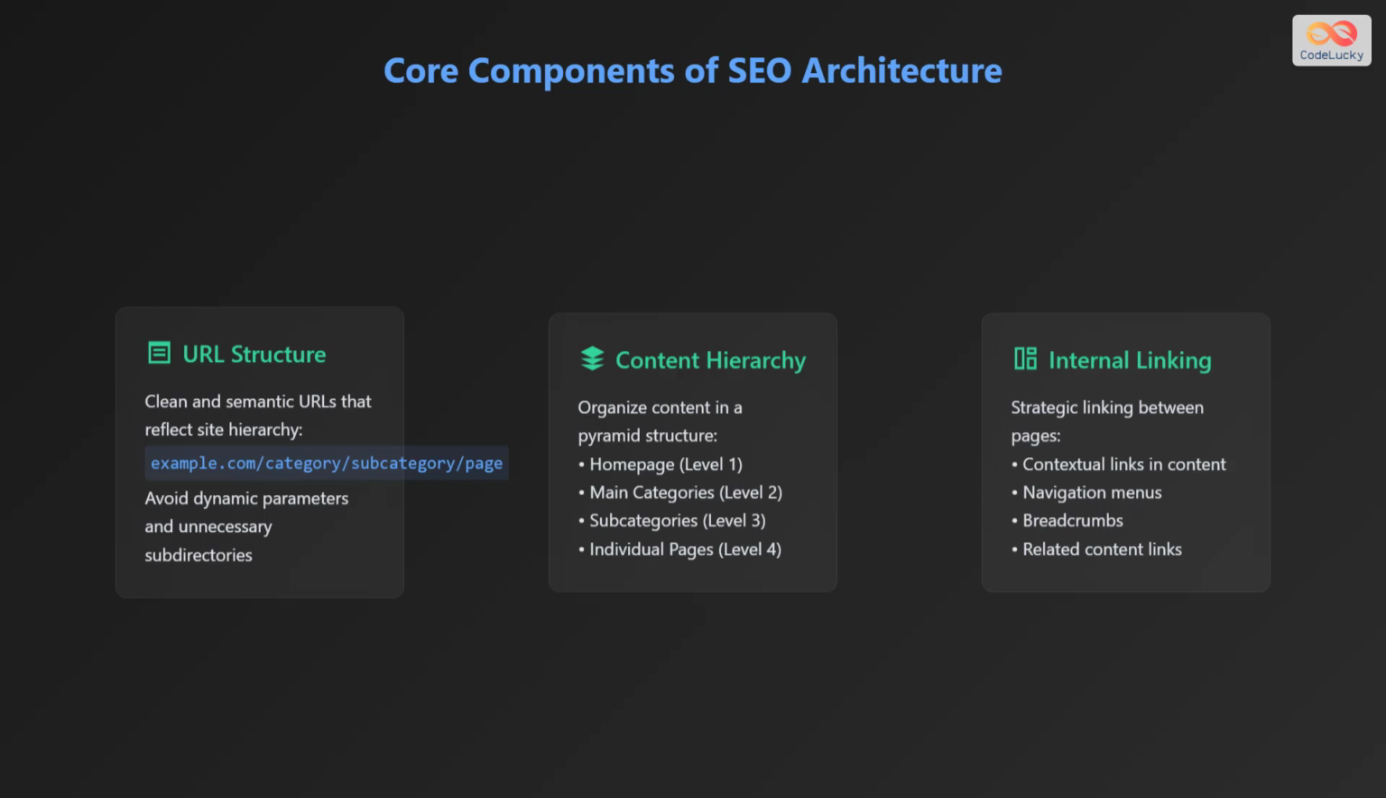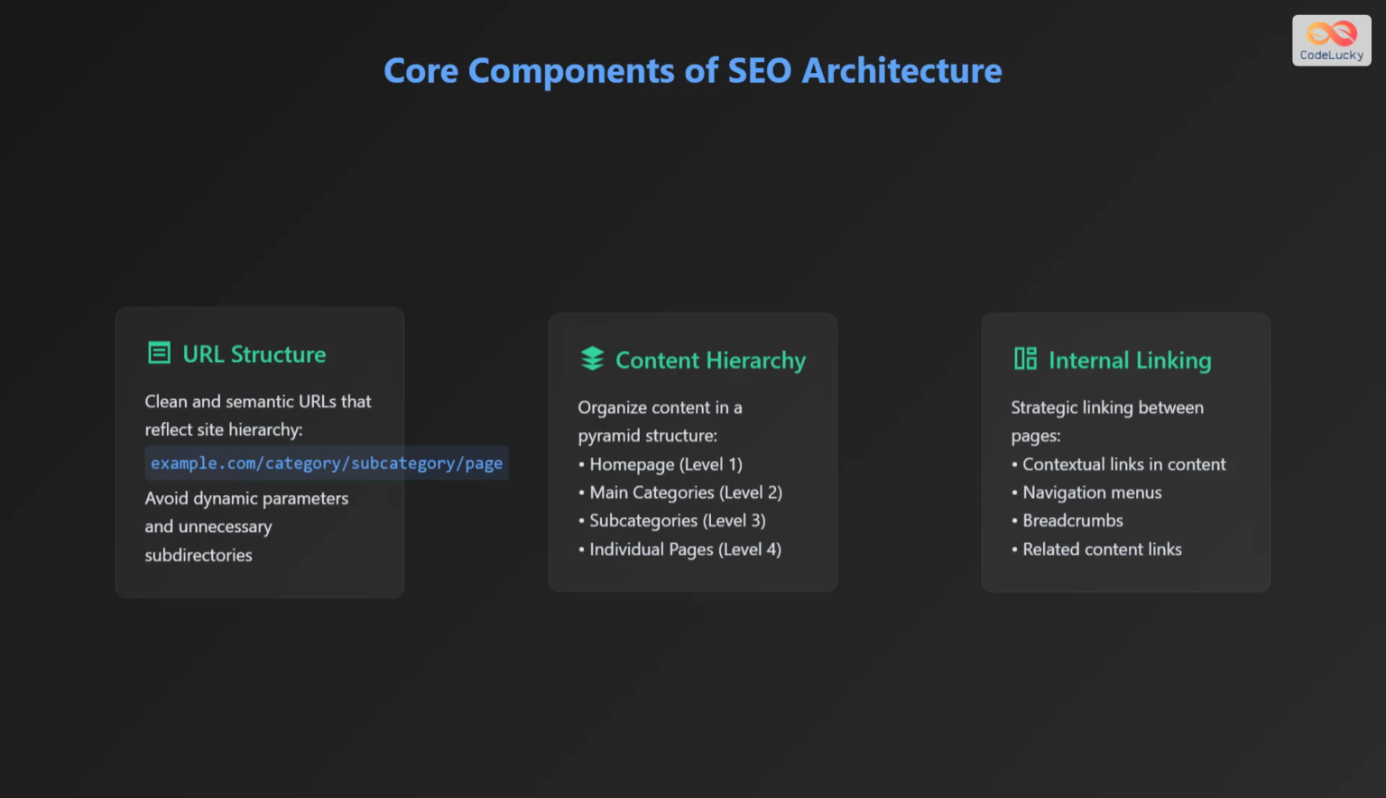First, the uniform resource locator structure. This involves clean and semantic uniform resource locators that reflect the site hierarchy. For example, example.com/category/subcategory/page. It's important to avoid dynamic parameters and unnecessary subdirectories.